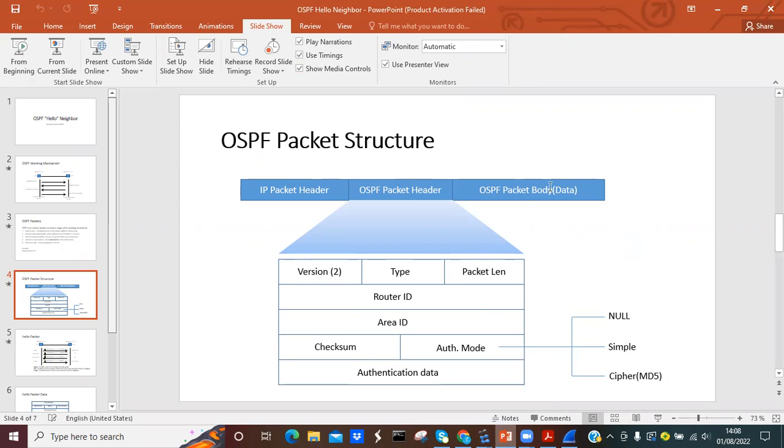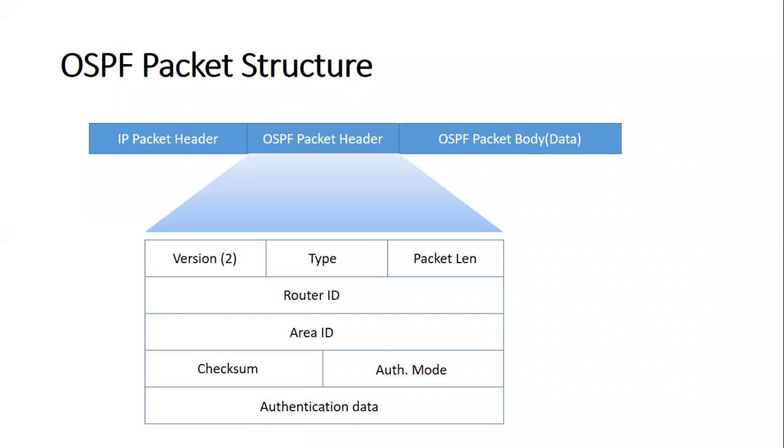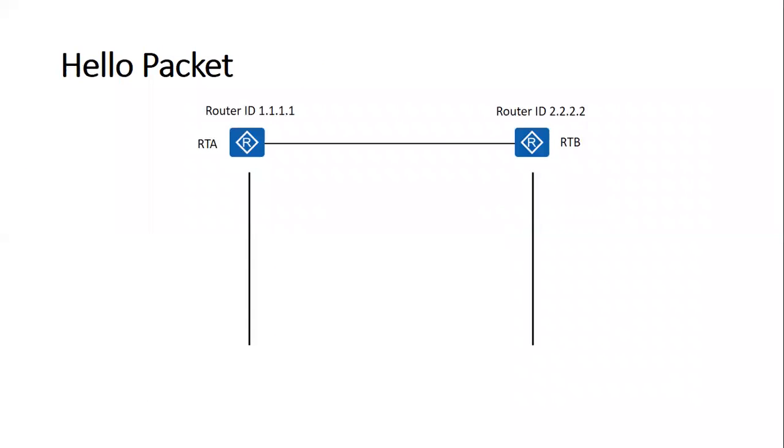So now we are going to look at the body. For today, because we are learning about the Hello packet, we look at the body of a Hello packet. The Hello packet is used for discovering and maintaining neighbor relationships between OSPF routers. So let's see how it does that.